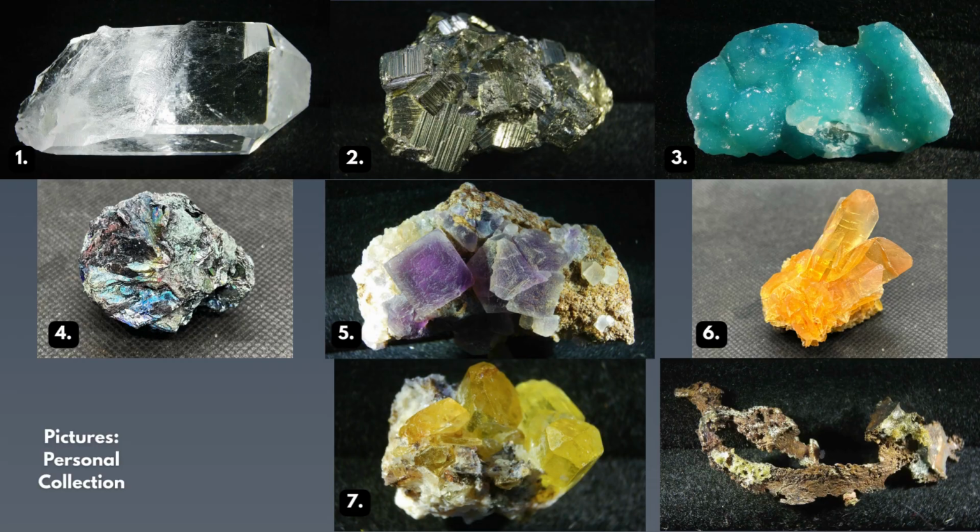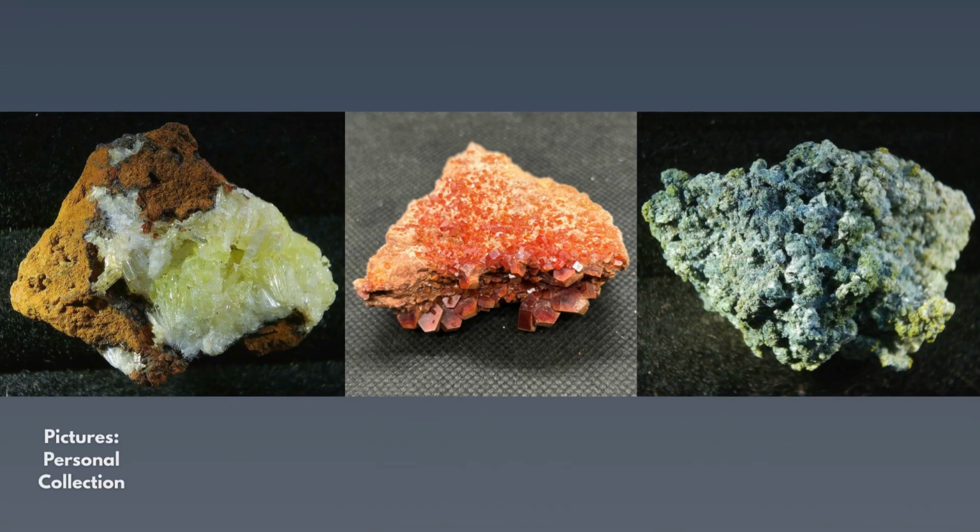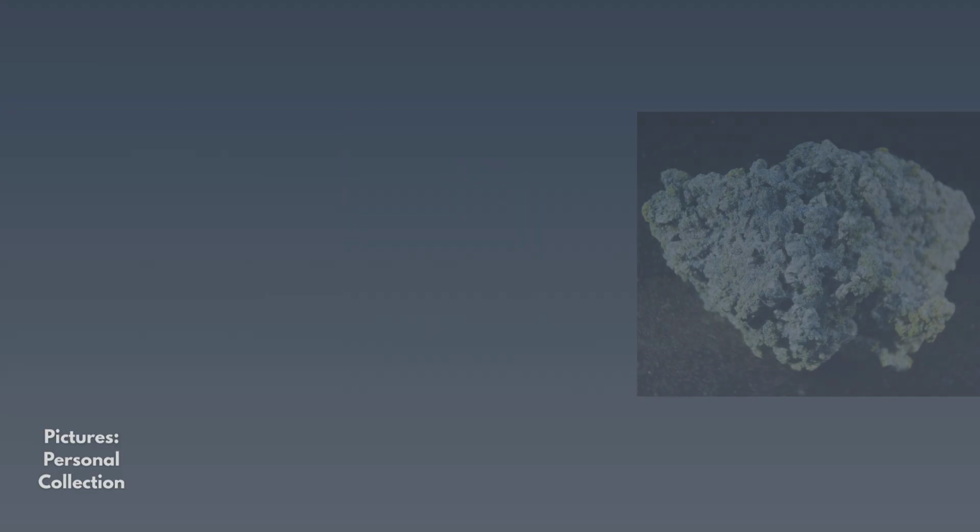So here we have quartz, which is a silicate, galena, which is a sulfide, smithsonite, which is a carbonate, hematite, which is an oxide, fluorite, which is a halide, barite, which is a sulfate, apatite, which is a phosphate, and copper, which is a native element. Then we've got adamite, which is an arsenate, vanadinite, which is a vanadate, and ilmenite, which is a molybdate.